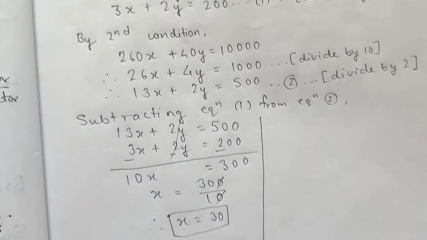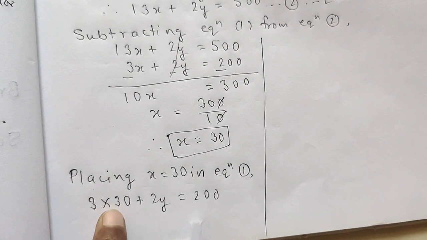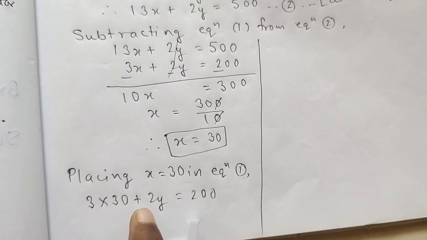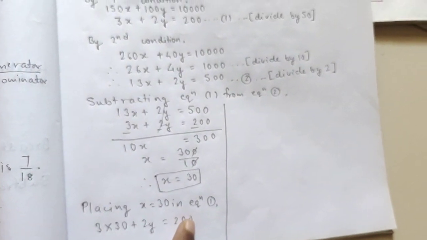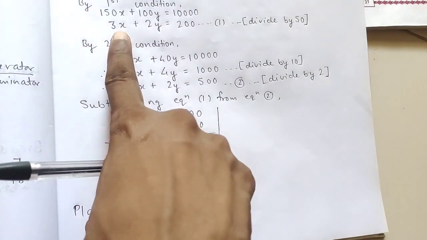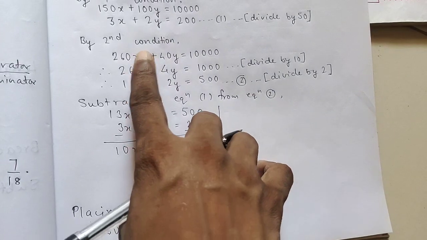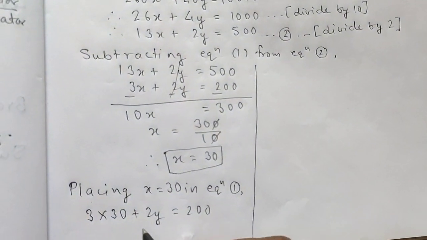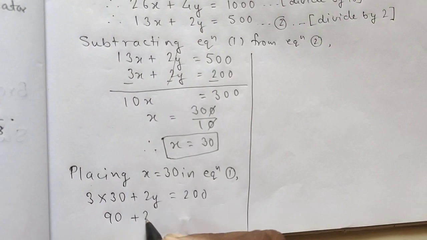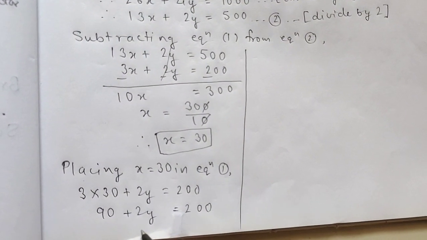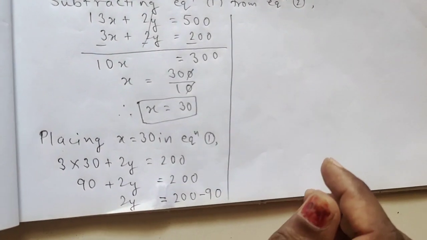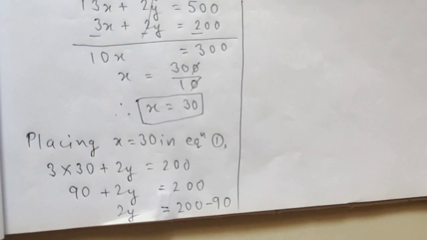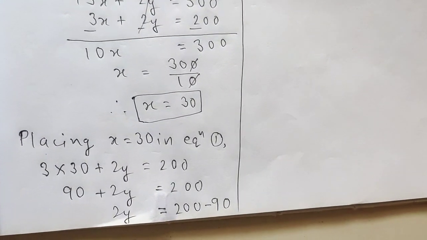So 3 into, see the solution, 3 into 30, because in place of x we have written 30 and remaining as it is. Okay, you can see your equation number 1 if you want, right? What we have done, in place of x we have written 30 and remaining as it is. Now you know 3 into 30 gives you 90. Now take this 90 to right hand side, so that this becomes 200 minus 90. Okay, now 200 minus 90 gives you what? 110, right? So 2y equal to 110.